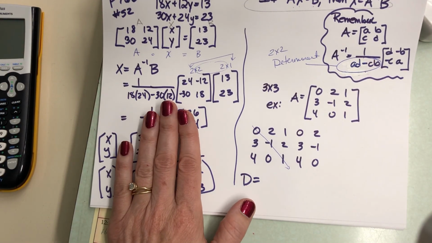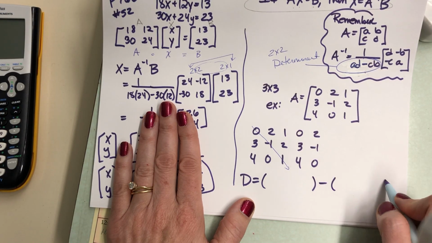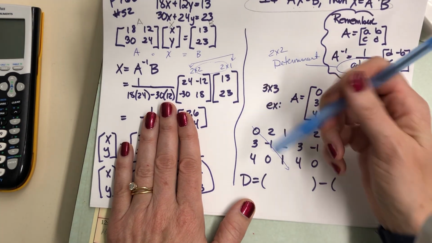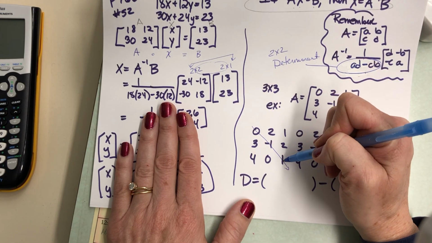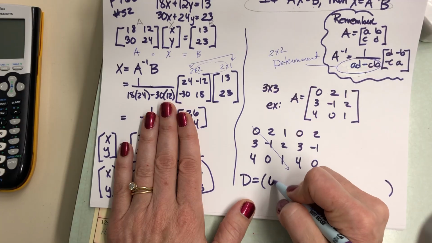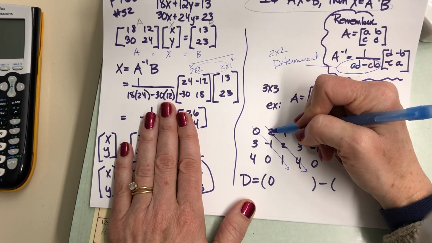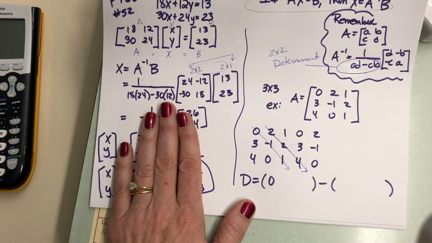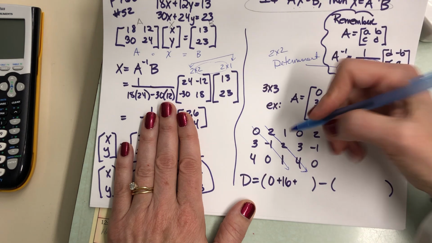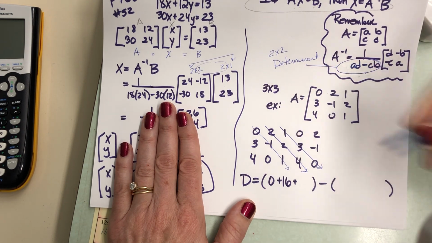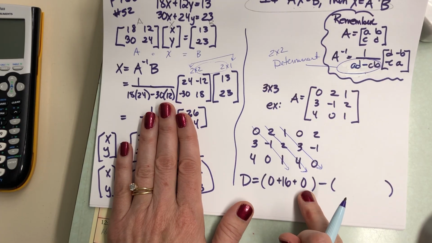I'm going to do the same thing I did with a 2 by 2. But what I have here is I'm going to multiply 0 times negative 1 times 1. That's going to give me 0. I'm going to multiply straight down here, 2 times 2 times 4, which is going to give me 16. I'm going to add them together. And then I'm going to multiply 1 times 3 times 0, which is 0. Okay? So I've got 0, 16, and 0.